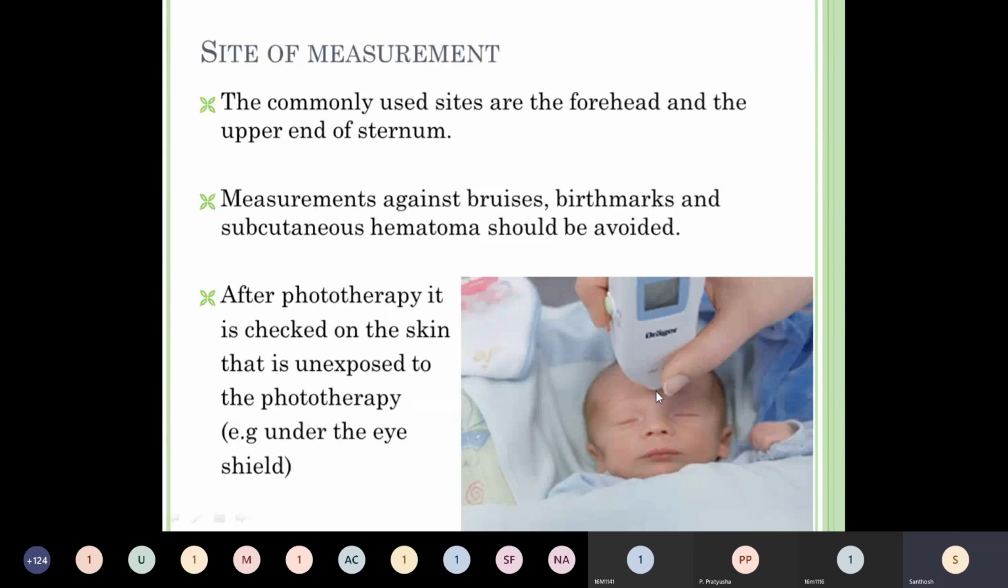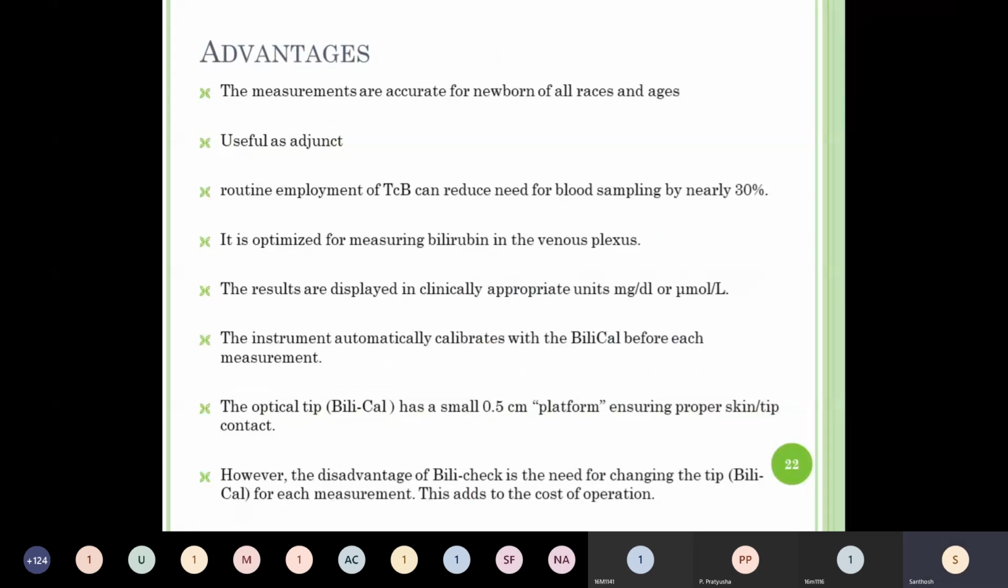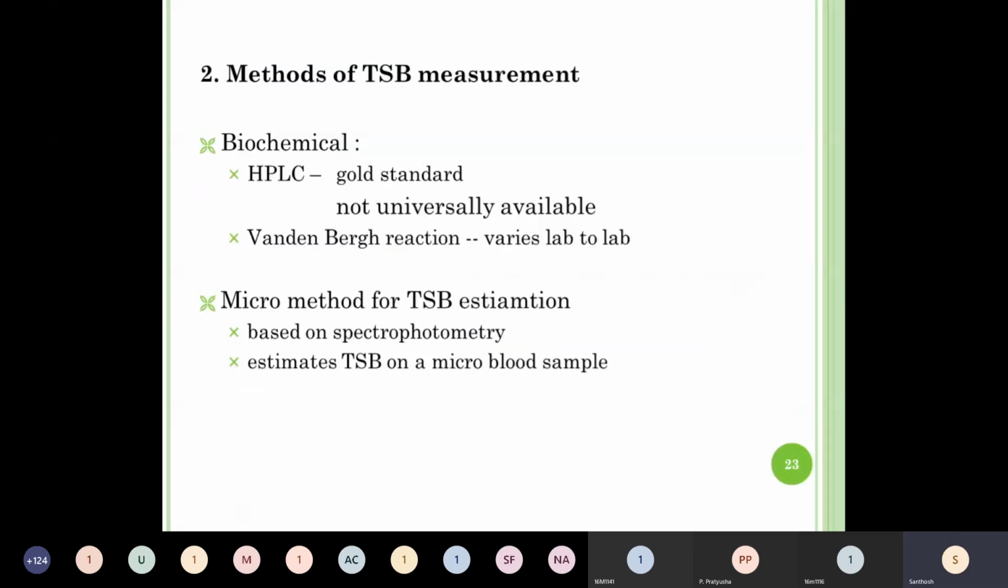You check it on the forehead and also the upper end of the sternum. It is a non-invasive method. It gives the bilirubin values. So what are the advantages? You need not prick the baby and you will get the values within a few seconds.